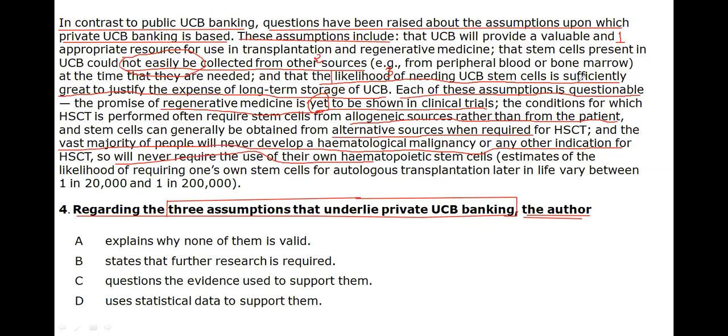So, is the author in favor of private banks or the assumptions that are made here? Definitely not in favor when he says each of these assumptions are questionable. So can I rule out D very clearly? Uses statistical data to support them. The writer is not supporting the assumptions at all. He is in fact questioning them.